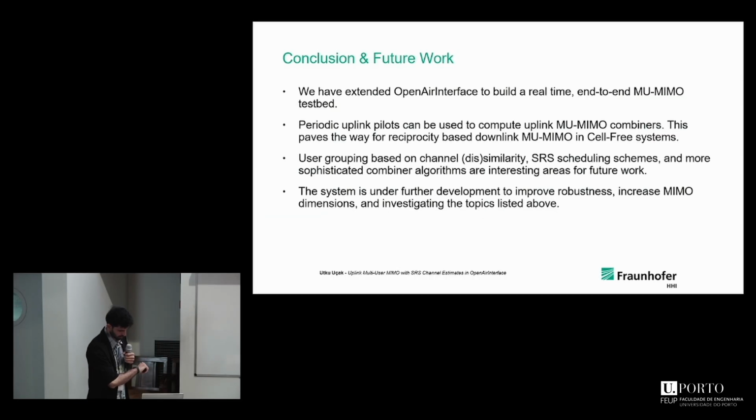To conclude, we had this initial multi-user MIMO implementation to extend into a cell-free system. Currently we are working on user grouping and using combing schemes for SRS to get more robust with computing the combiner, and more interesting combiner algorithms than just maximum ratio combining or regularized zero forcing. And of course, increasing the MIMO dimensions, both in the diversity and in the layer case.